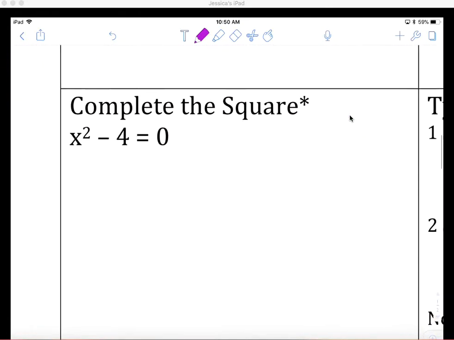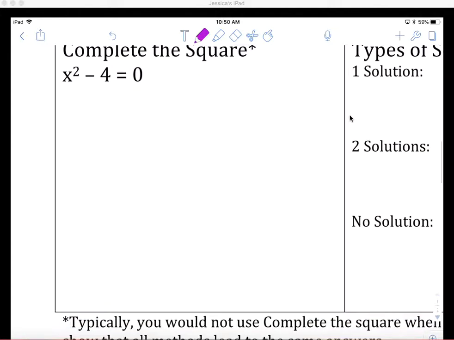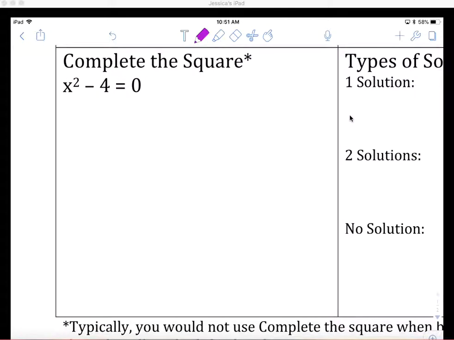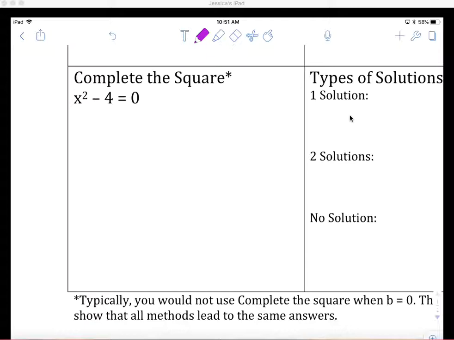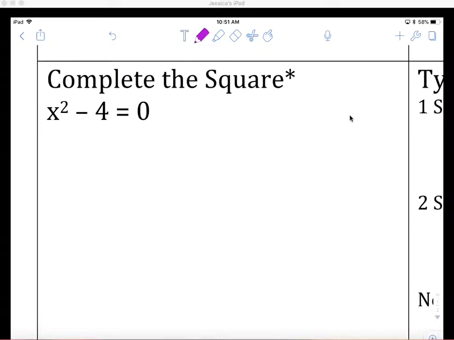Our last method is complete the square. I put an asterisk on this one because you typically won't do complete the square when your b value is 0. However, for the sake of this handout and what we're comparing, I am going to go ahead and go through complete the square. So your first step with complete the square is to add 4 on both sides.